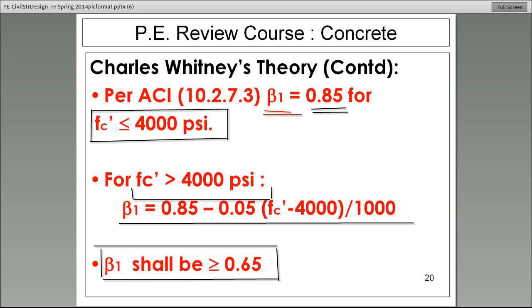So anyway, for concrete of 5,000 psi, you reduce beta 1 by 0.05, and it becomes 0.8 for 5,000 psi. And what is it for a 6,000 psi? 0.75, correct. All right, very good. Let's move on.